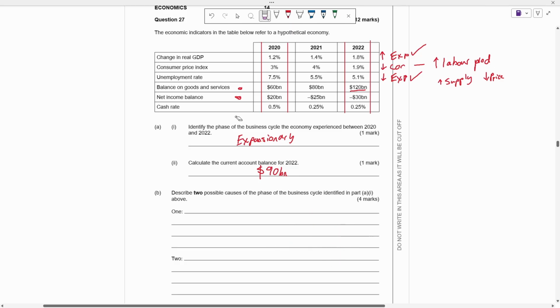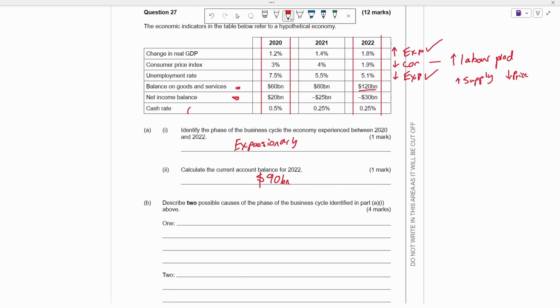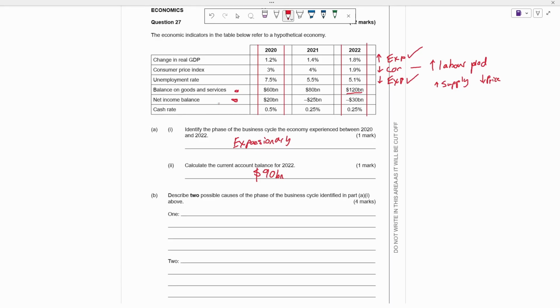And the reason is because, well, I can use these indicators within my answer, right? So when I'm referring to monetary policy, I could refer to the cash rate. So I could say that in this hypothetical economy, the central bank decreased their cash rate from 0.5% to 0.2%, and then I'll explain how this leads to an expansionary phase. And then for my global economic growth, I could refer it back to the balance on goods and services, right? So they're going to demand more exports. We're going to make more profit, which would turn the economy into an expansionary phase.